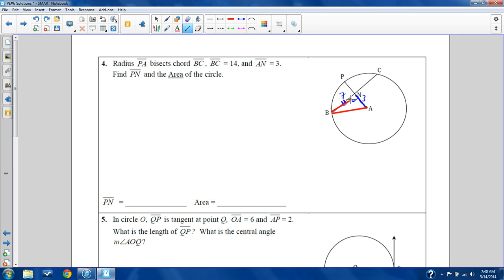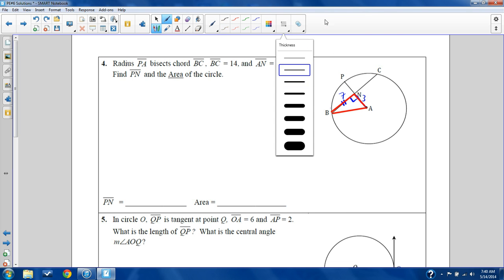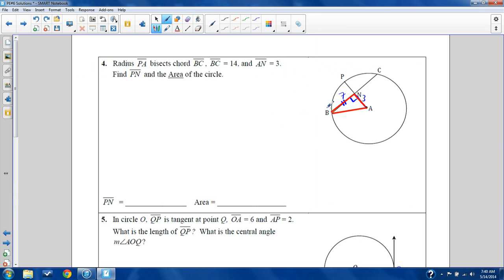Notice here I have a right triangle where I have lengths 3 and 7, legs 3 and 7, and a hypotenuse that is unknown. If I solve for this hypotenuse right here, let's call it C, then I would solve for the whole segment right here, AP. If I subtract 3 from AP, AP minus AN, I will get PN.